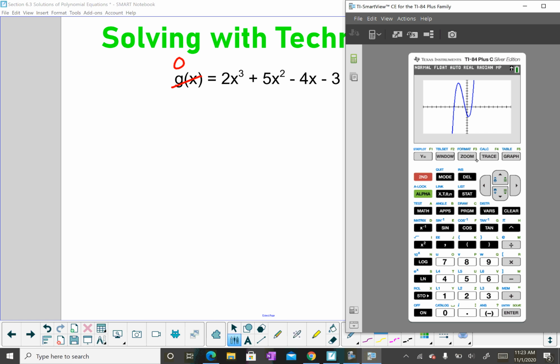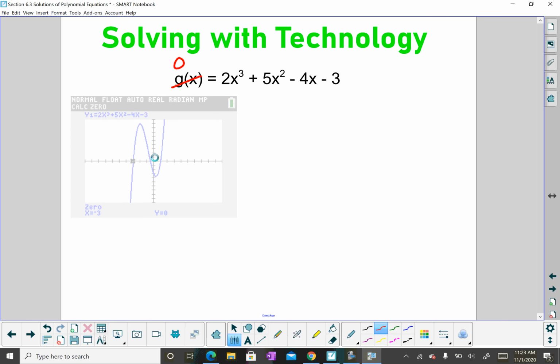So we're going to hit second trace, and we're going to choose 0, number 2. The first one I want to calculate, it looks like it's at -3. So I'm going to choose, oh, I overshot it there, right there is what I'm going to try to calculate. So if it looks like it's about -3, my left bound I'm going to say -3.5, just a number to the left of it. And my right bound I'm going to say -2.5, a number to the right of it. And then guess, and then there's my first answer, -3, 0. So -3 is my first solution.